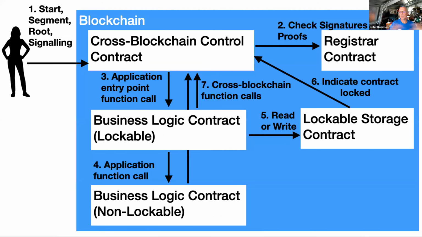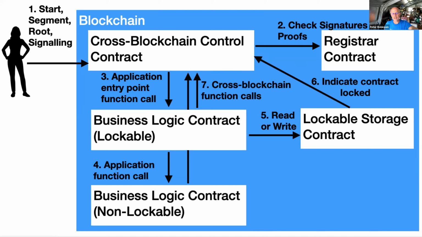So bringing all of this together, you've got a start or a segment or a route or a signaling function call that goes in. The start registers the call graph in the cross-blockchain control contract. If it's a segment or a route, you then call out to the function call, which is actually being called as part of your business logic.